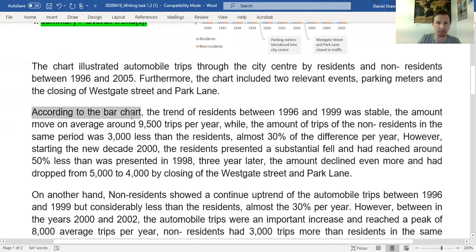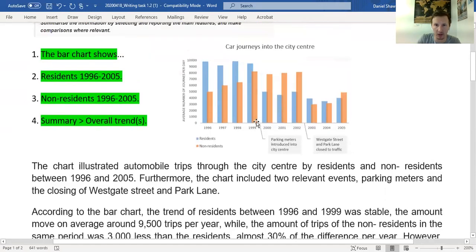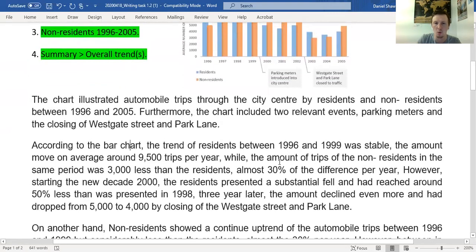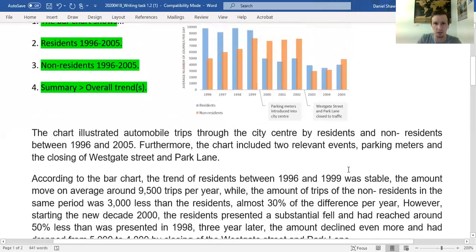According to the bar chart, the trend of residents between 1996 and 1999 was stable. Let's have a look. Yep, roughly around the same. Obviously, there's a little bit of an increase, but the trend is pretty stable in terms of the increase. While the amount of trips of the non-residents in the same period was 3,000 less than the residents, almost 30% of the difference per year. Now, this isn't very clear to understand.